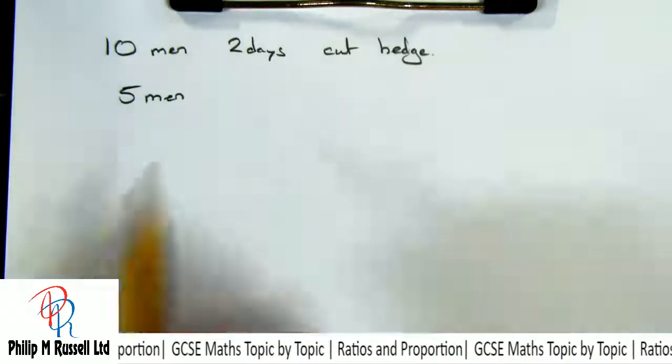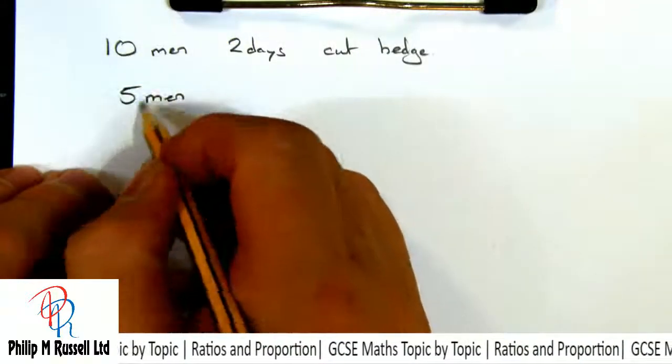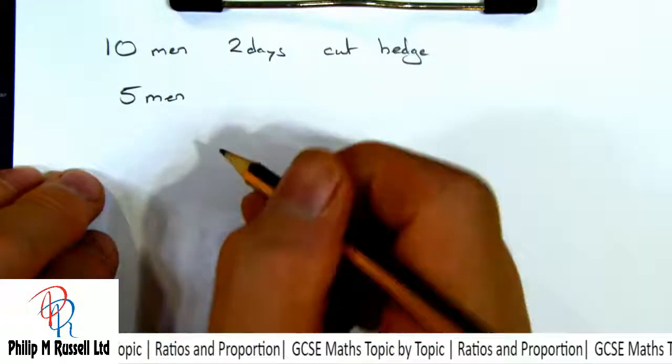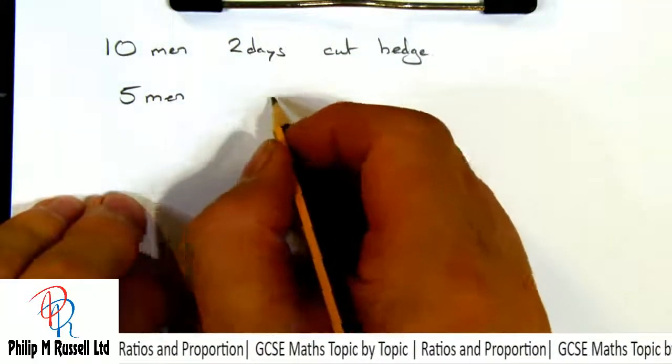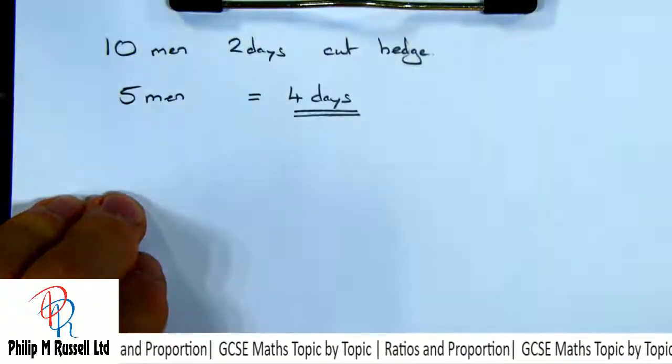And this causes an awful lot of problems, because I often get from this that it's actually going to take a shorter amount of time. At 5 men, it's going to be shorter, isn't it? No, it's going to take longer. So we've got half the amount of men, therefore it's going to take twice the amount of time. So it's going to take here 4 days.